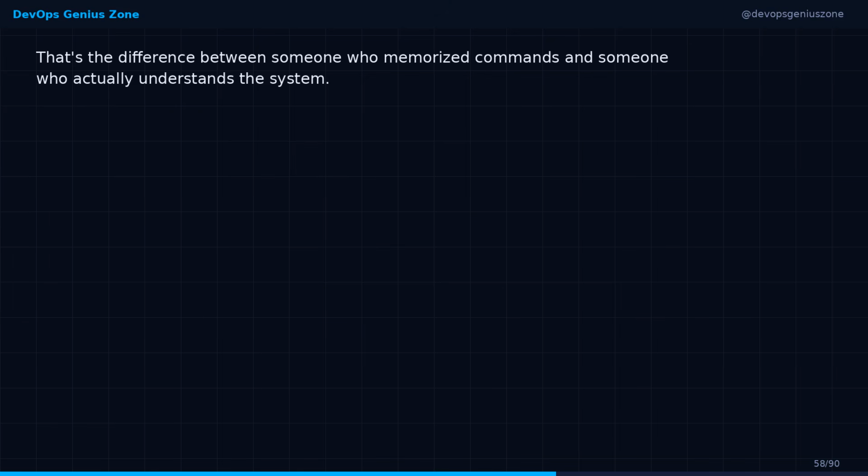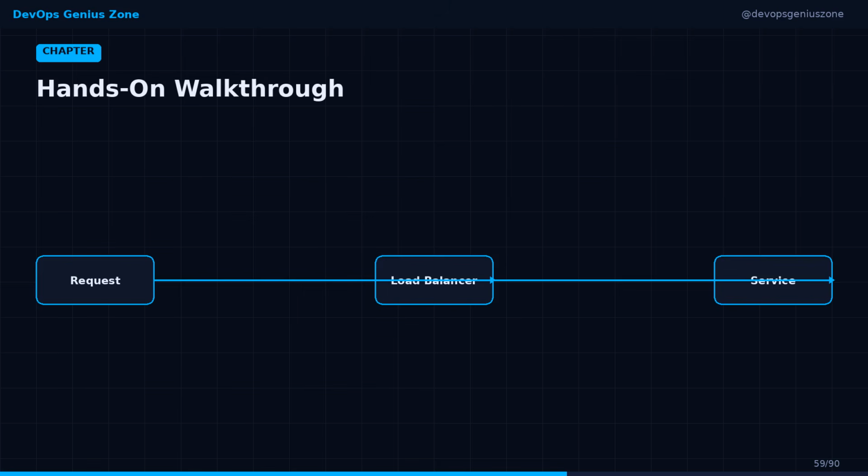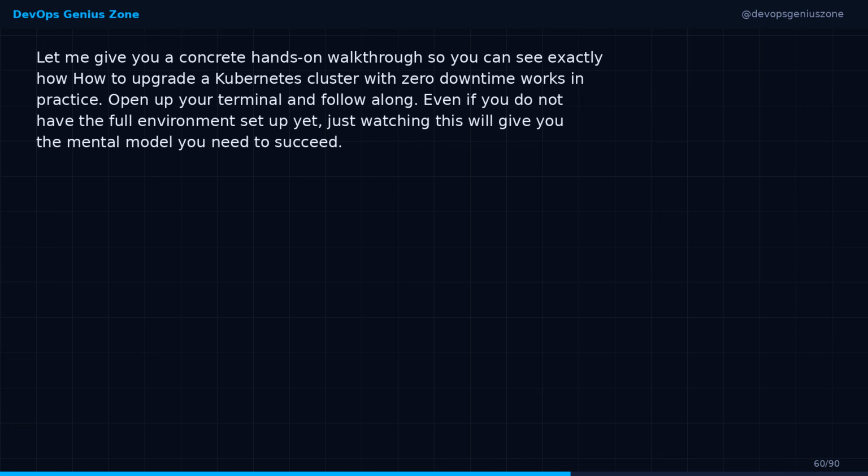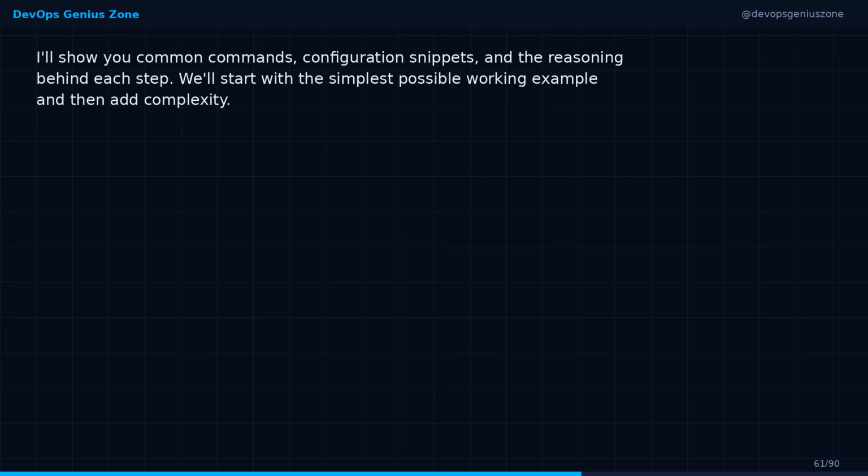That's the difference between someone who memorized commands and someone who actually understands the system. Let me give you a concrete hands-on walkthrough so you can see exactly how how to upgrade a Kubernetes cluster with zero downtime works in practice. Open up your terminal and follow along. Even if you do not have the full environment set up yet, just watching this will give you the mental model you need to succeed. I'll show you common commands, configuration snippets, and the reasoning behind each step. We'll start with the simplest possible working example and then add complexity.